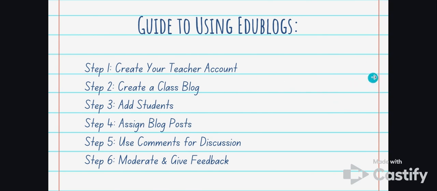So the first step is to create your teacher account or the primary account, and then you'll create your class blog, add your students or your peers or your friends, and then you can assign blog posts. Then students, you guys will get to use comments for discussion and to make your post. And then whoever the teacher or the moderator is will be able to moderate what is posted as well as give feedback. So, all super exciting and intriguing.